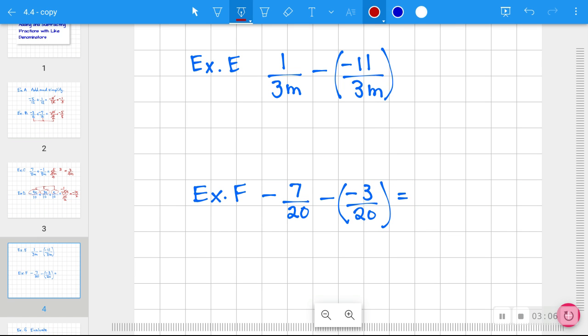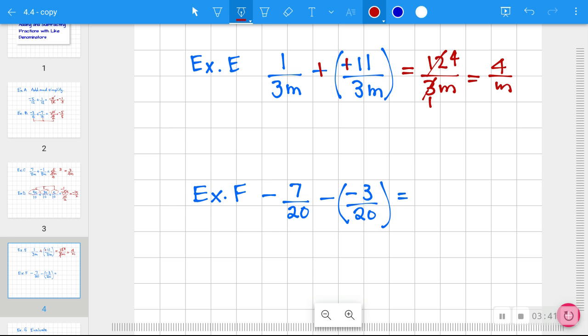Okay, example E. What we have is a subtraction problem, and it's got a double negative going on. So we're going to go ahead and change that to adding the opposite. Now it's a positive. We're actually adding it, that is. So our common denominator here is 3m. And when you add 11 to 1, you get 12. Dividing by 3 in this case gives 4 and 1. So you end up with a 4 and 1m, or just m.